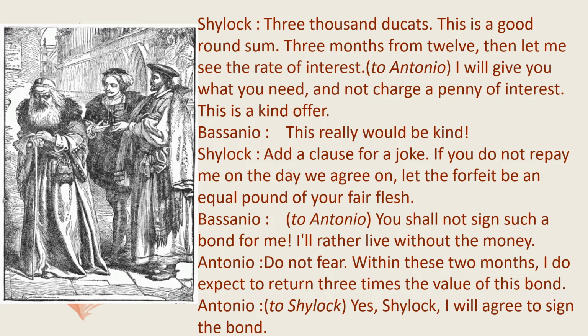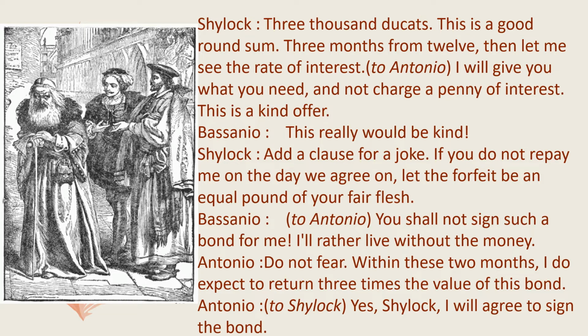Shylock: 3,000 ducats? This is a good round sum. 3 months from 12. Then let me see the rate of interest. Shylock thinks that 3,000 ducats is a big amount. 3 months from 12, that means he requires it for 3 months. Let me check the rate of interest.